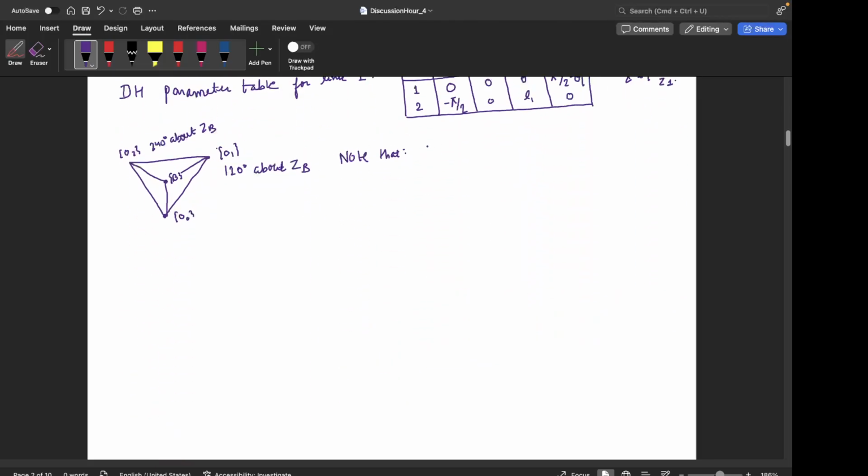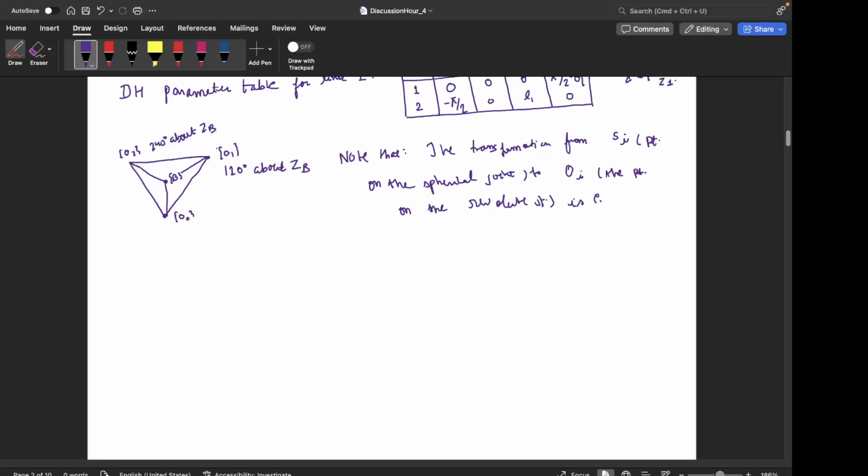So note that the transformation from Si, that is the point on the spherical joint, to Oi, basically the point on the revolute joint, right, is exactly the same for all three legs, right?